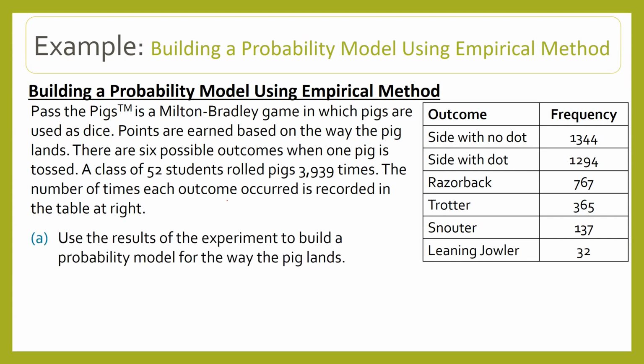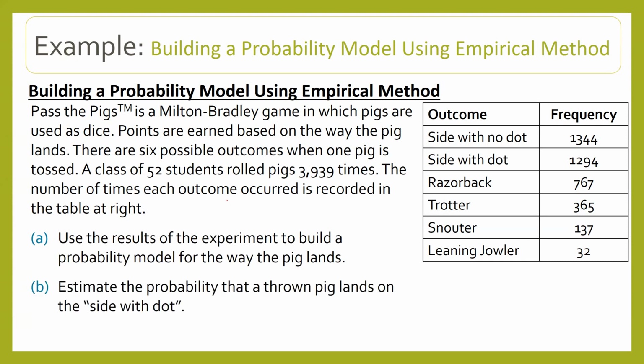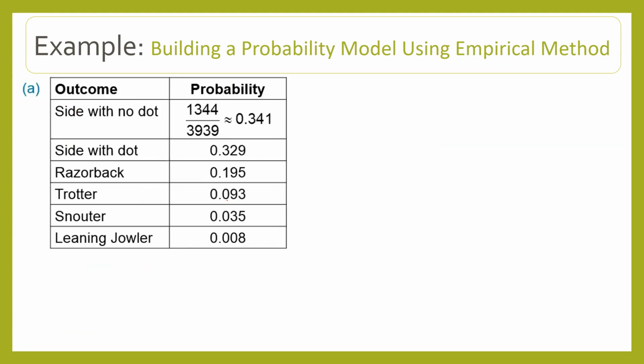Use the results of the experiment to build a probability model for the way the pig lands. Estimate the probability that a thrown pig lands on the side with dots. Will it be unusual to throw a Leaning Jowler? So let's take it one by one. To build a probability model from that table, we have to compute the probabilities.